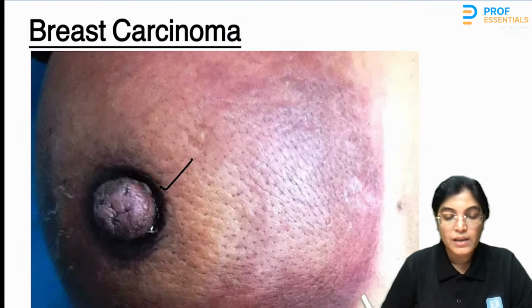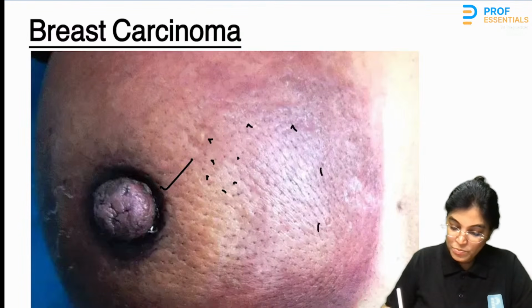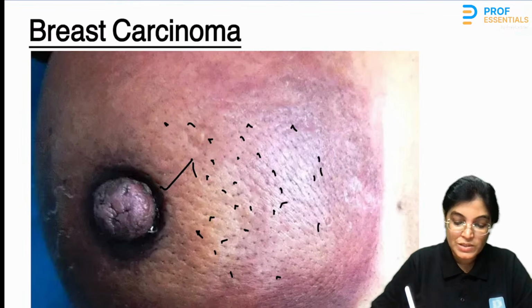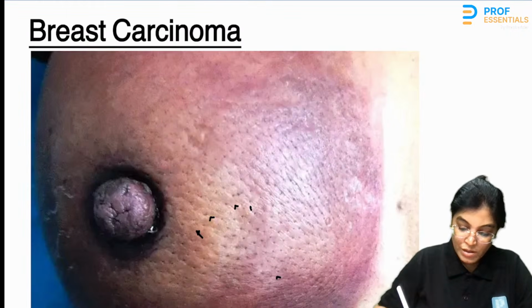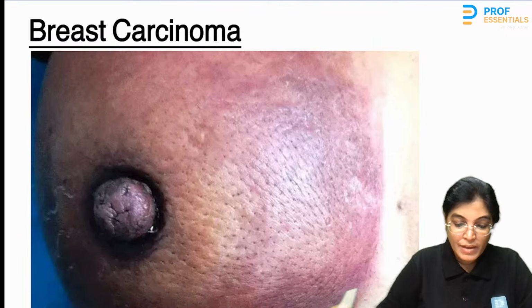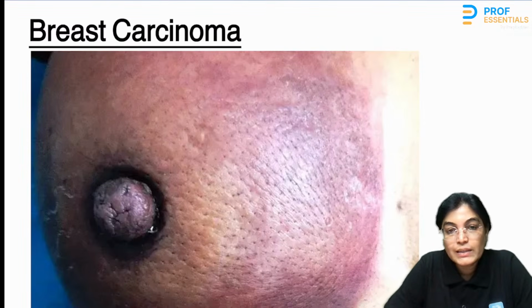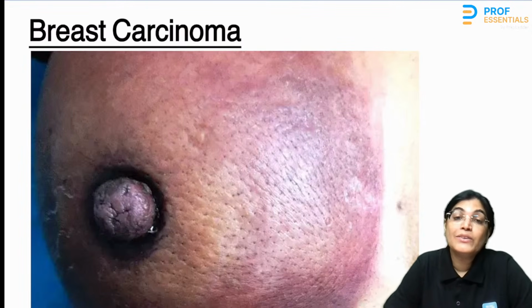Also we can see the orange peel appearance. Can you see it is pitted? This is the orange peel appearance. It is due to obstruction of lymphatic flow in the skin: the superficial lymphatics of the breast are obstructed.